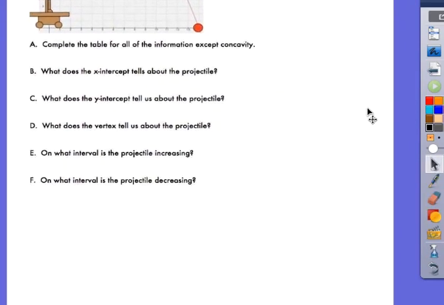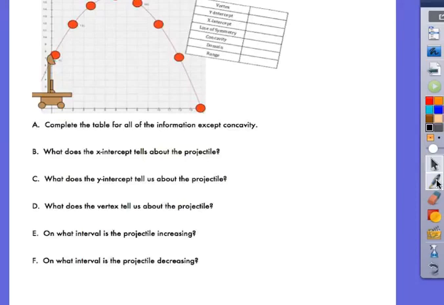And on what interval is the projectile decreasing? It's decreasing starting at 6 to what? Between 6 and 14. Very good. All right, number 8.